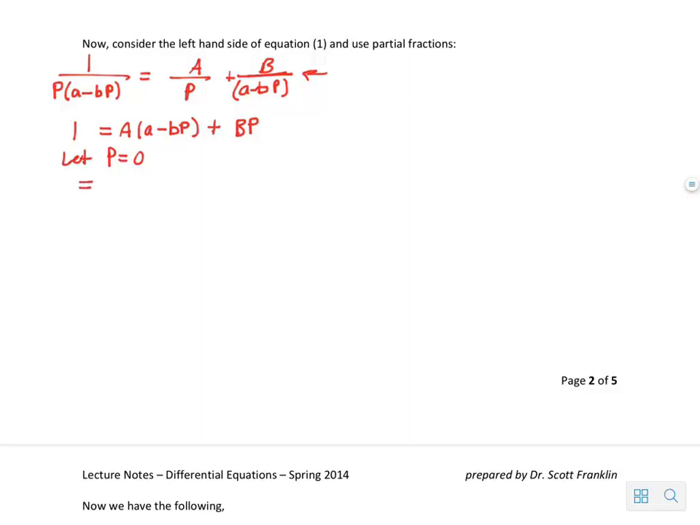So that means A times a minus 0, so just a, right? Little a. Plus B times 0. Y'all agree that's what I get? Plugging in 0 for p means capital A is 1 over little a.